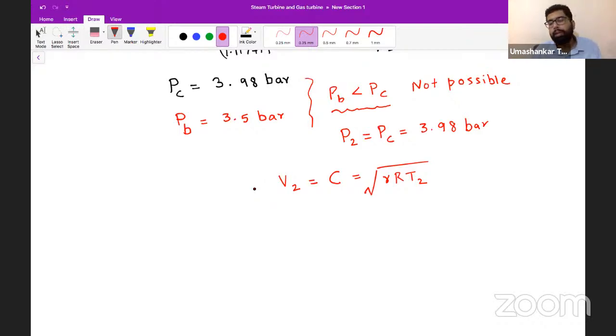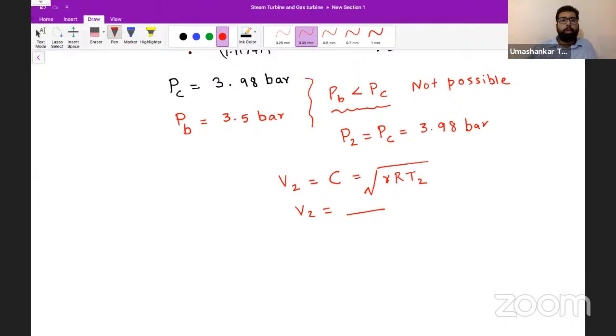Tell me that. Okay, so we have the velocity. You need not make any calculation. If your exit pressure is equal to the critical pressure, then definitely at that critical condition your velocity is coming out to be equal to the velocity of sound. Is that clear? So when you have V2, you can find ρ2 as well.